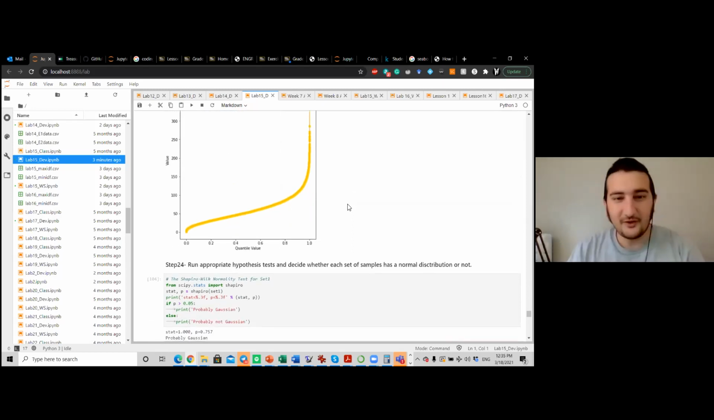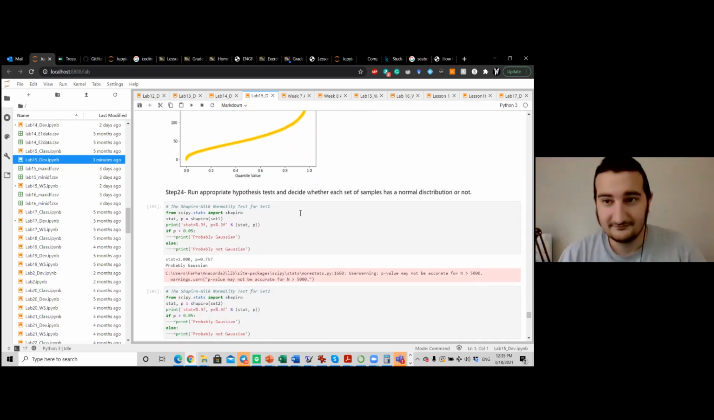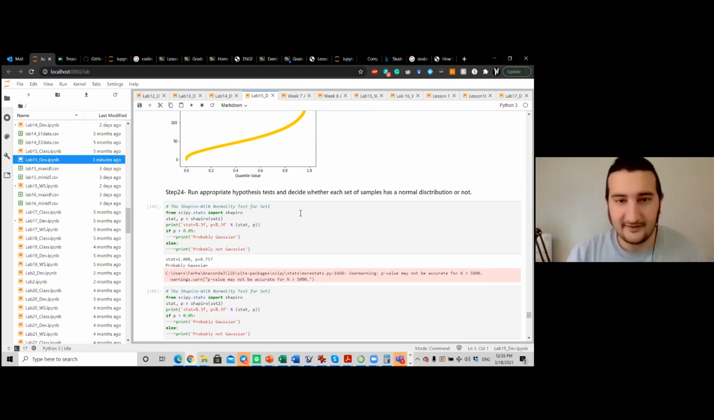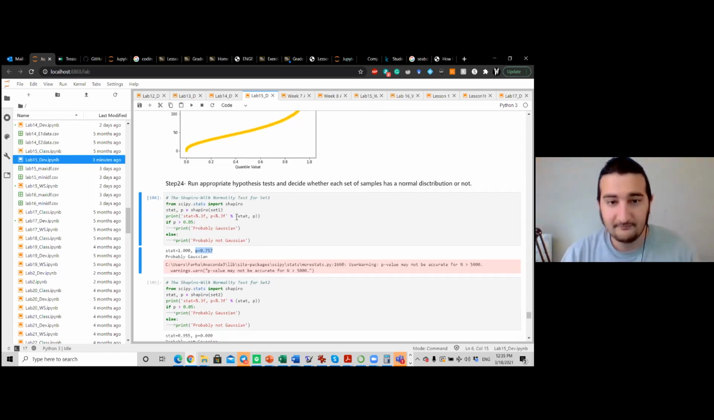Now, we are going to run appropriate hypothesis tests and decide whether each set of samples has a normal distribution or not. What kind of test do I need for this? No trick question. The Shapiro-Wilk normality test? Exactly. Any normality test would do. In this case, we're using the Shapiro-Wilk. I run it for set one, I get a p-value of 0.757, which means that this is probably normally distributed.